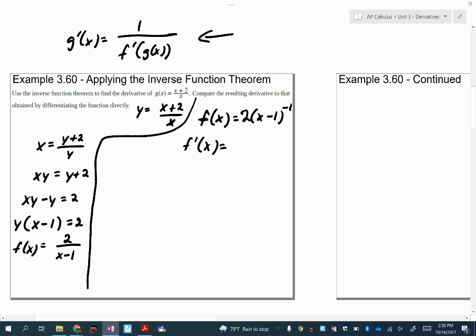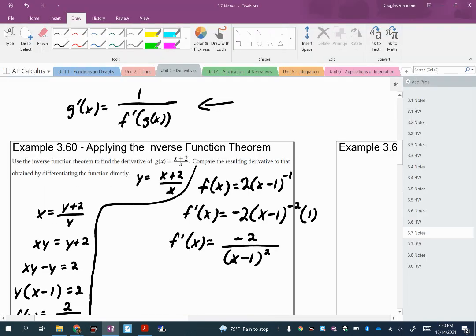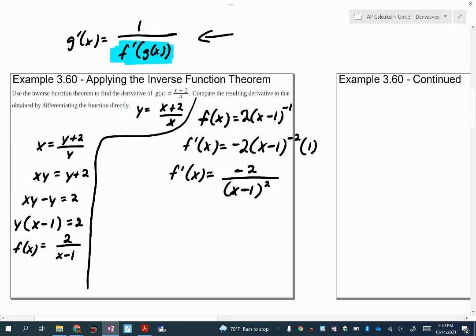Now to find the derivative, I'm going to move that negative 1 to the front, and it's going to multiply to give me negative 2 times x minus 1 to the negative second power. And then because this is the chain rule, I'd be multiplying by the derivative of the inside function, x minus 1. But the derivative of x minus 1 is just 1, so it doesn't actually change anything. So my derivative is negative 2 over x minus 1 squared. Now remember, right now all I'm trying to find is this denominator first.